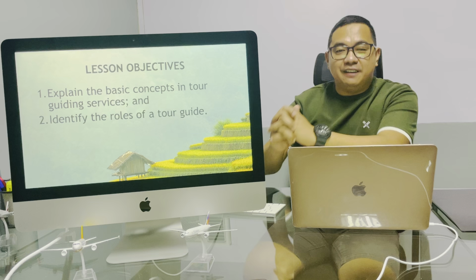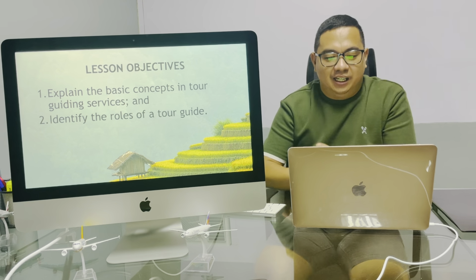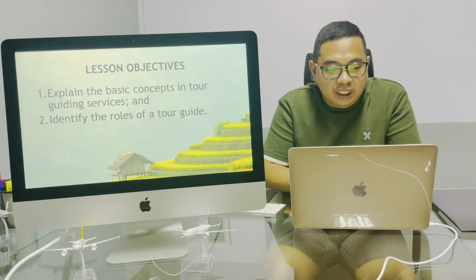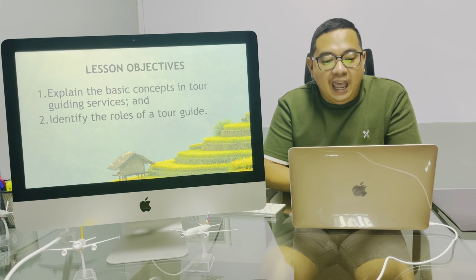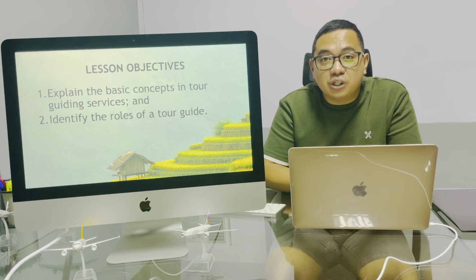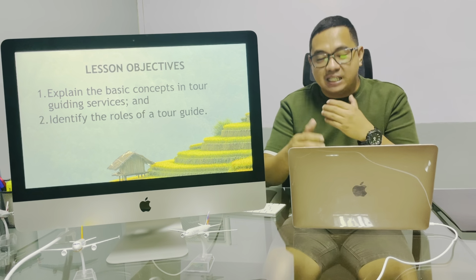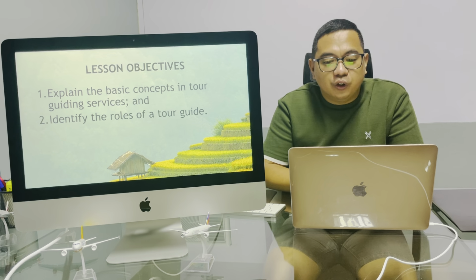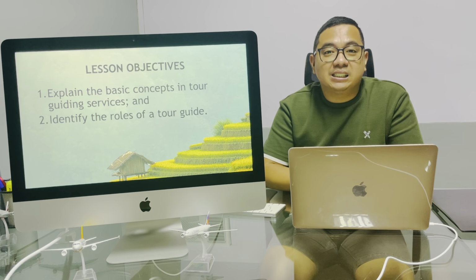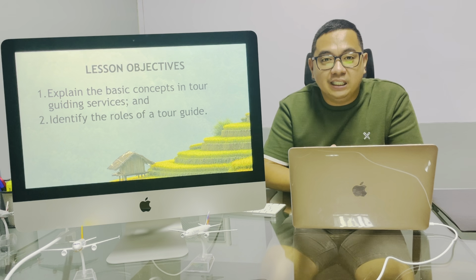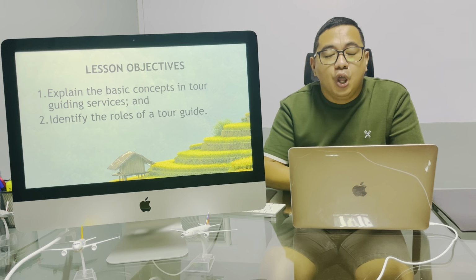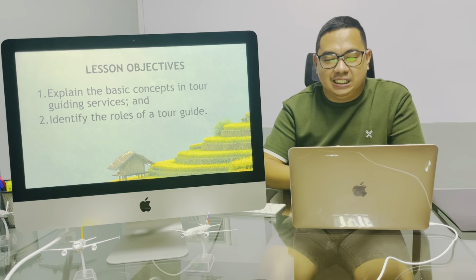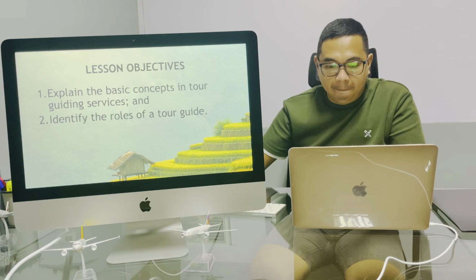So what are the objectives of this lesson? Number 1, we have to explain the basic concept in tour guiding services. And we have to identify the roles of a tour guide. So later on in our class, we will be able to know what tour guiding services are and what the roles of a tour guide are, which is a very important role when you are dealing with your client, which is the tourist. Okay, so let's continue.